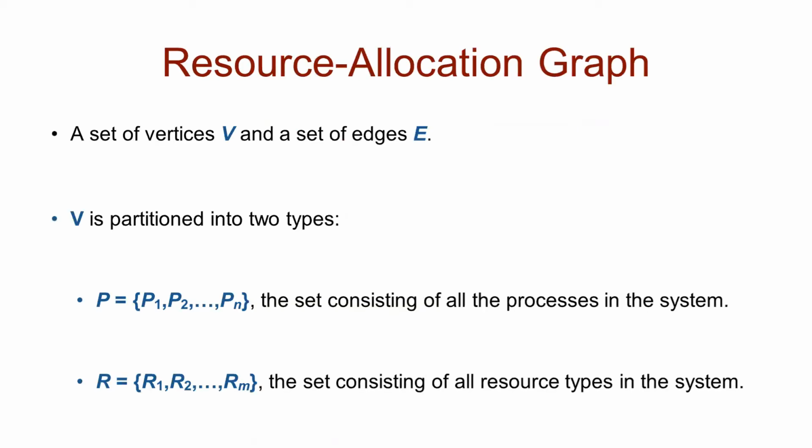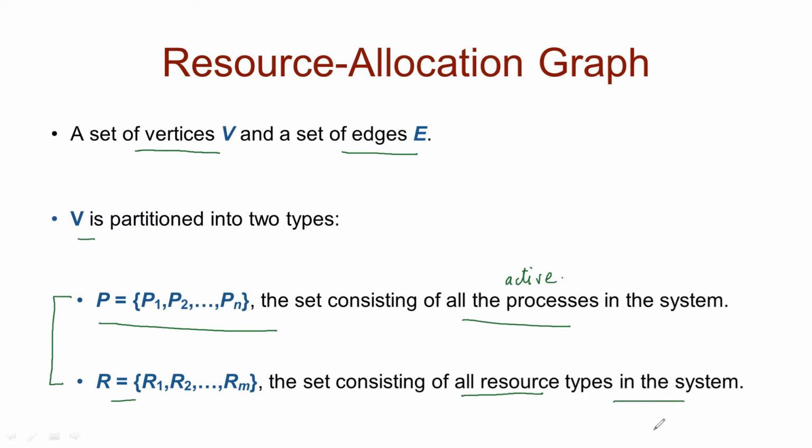Deadlocks can be described more precisely in terms of a directed graph, which is known as a resource allocation graph. This graph consists of a set of vertices and a set of edges. The set of vertices is partitioned into two different types of nodes. The set P consists of all the processes in the system. These are all active processes in the system. And the other is R. It consists of all the resource types in the system.